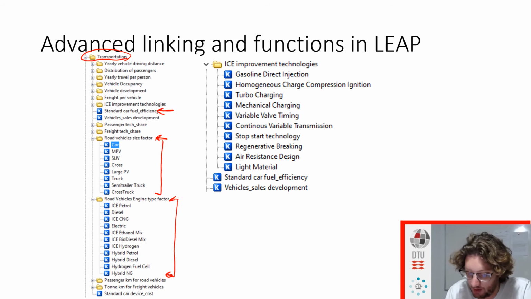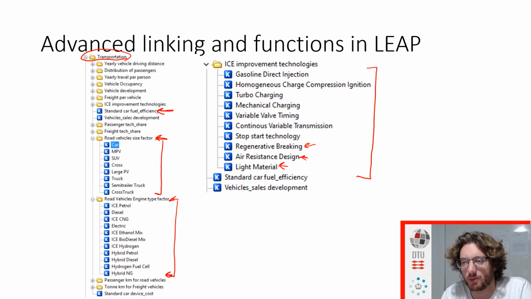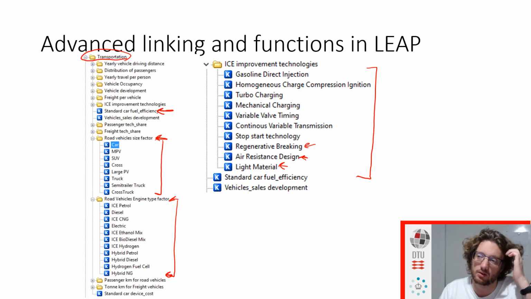And then other than that, we have the ICE improvement technologies, which is actually kind of misnamed because some of them are being used everywhere, like aerodynamic design and light materials, and for that matter, regenerative braking. Not so much in the electric vehicles. We don't actually use that because it's already there. But that means we have quite a lot of places we have to have control over.